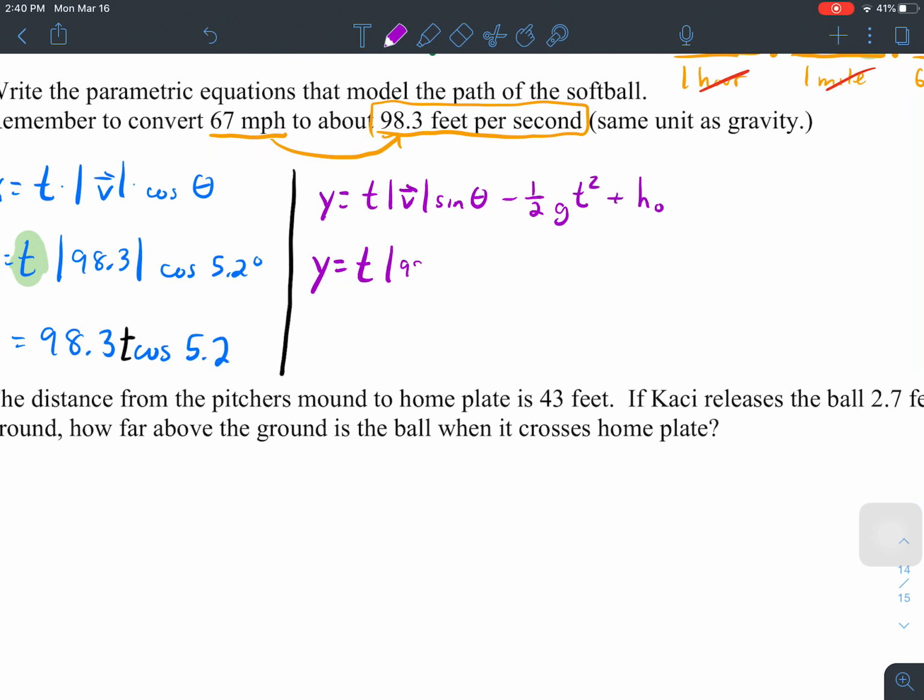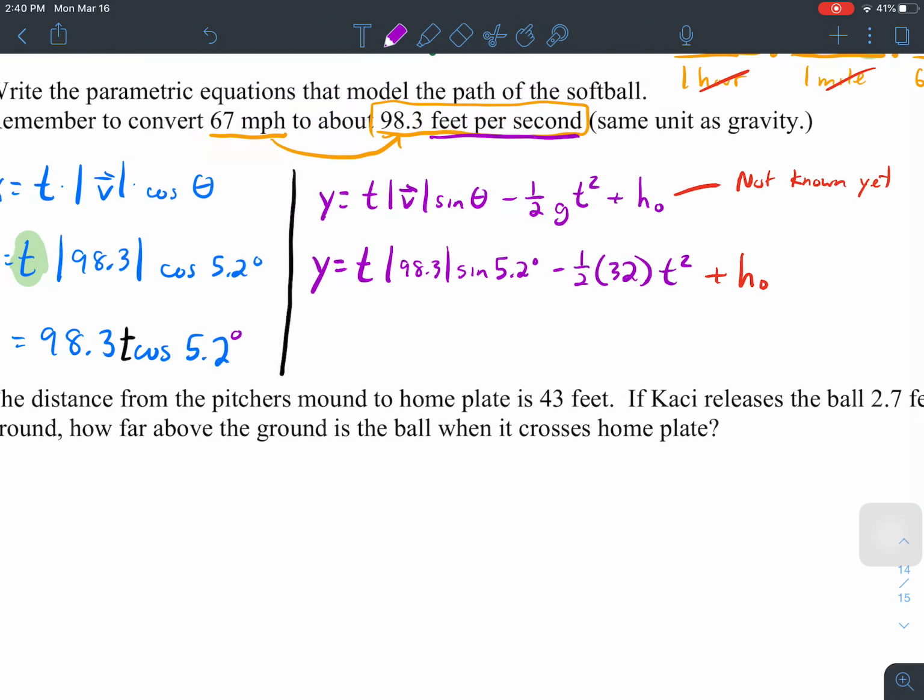So I have the initial velocity of 98.3 sine of 5.2 degrees minus 1/2. Now we are in feet per second, so I'm going to use 32 t squared. And the initial height was not known to us yet. We'll find it out later, so I'm just going to put the plus h of 0 there and leave it there for a moment.